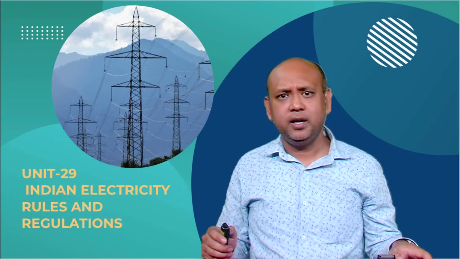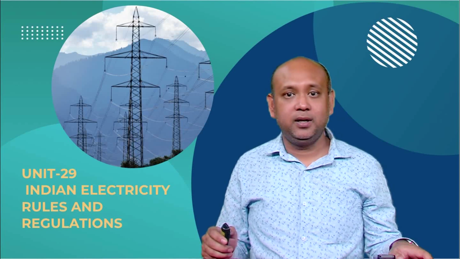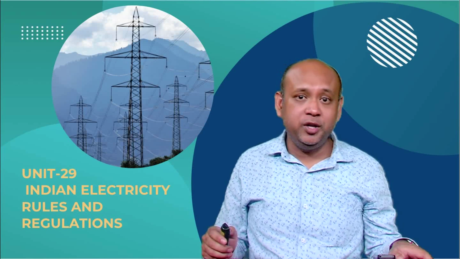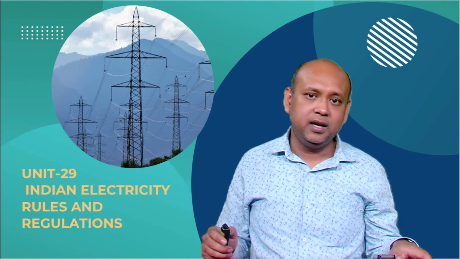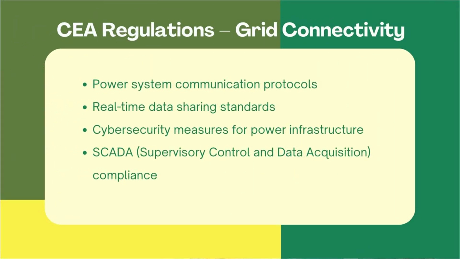Efficient communication is crucial for grid management and power system operations. The CEA has developed communication regulations to enhance real-time monitoring and coordination. These include protocols for power system communication networks, real-time data sharing standards between grid operators, cyber security guidelines to protect critical power infrastructure, mandatory supervisory control and data acquisition integration for automated grid management.